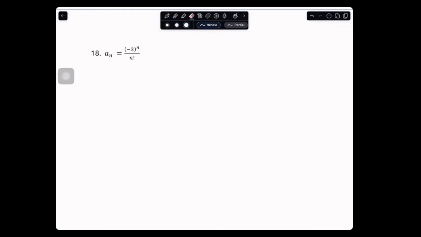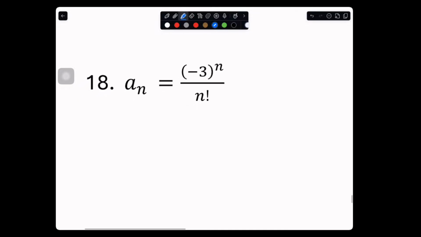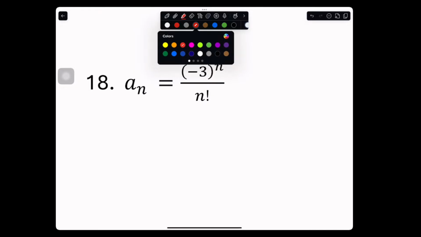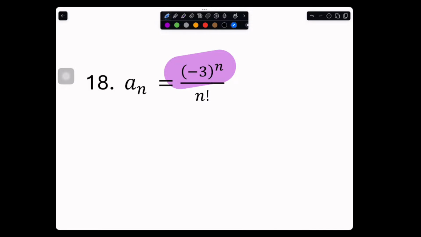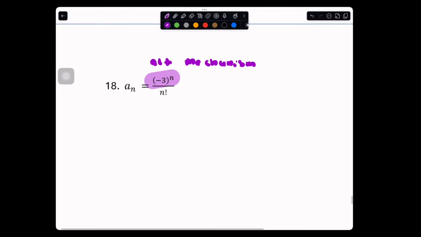Okay. We're going to work on questions 18, 19, and 20. And notice that we have here negative 3 to the nth power. So this numerator is what we describe as an alternating mechanism. And so what we want to investigate now is the absolute value of this statement. We're going to take the limit of the absolute value. We're really making all the terms positive.